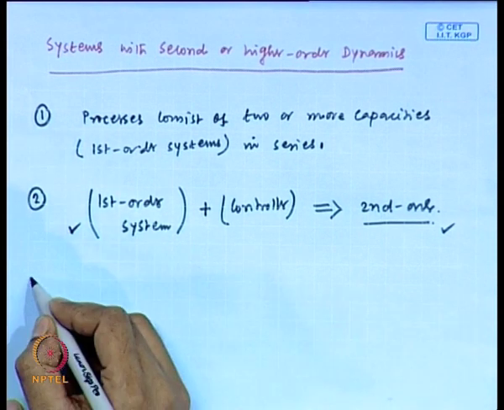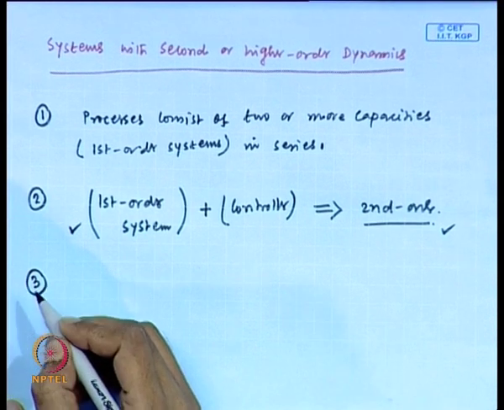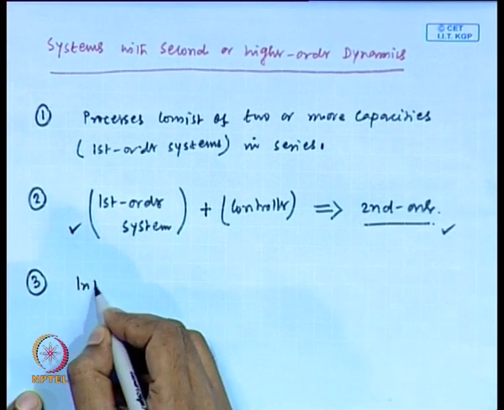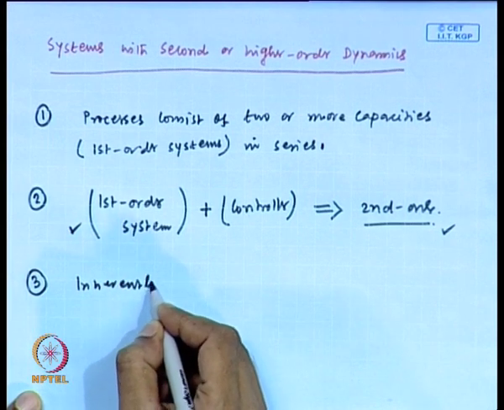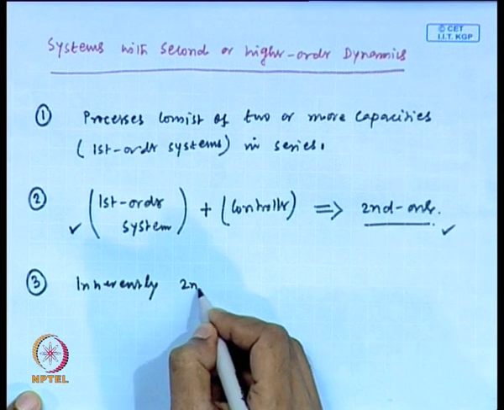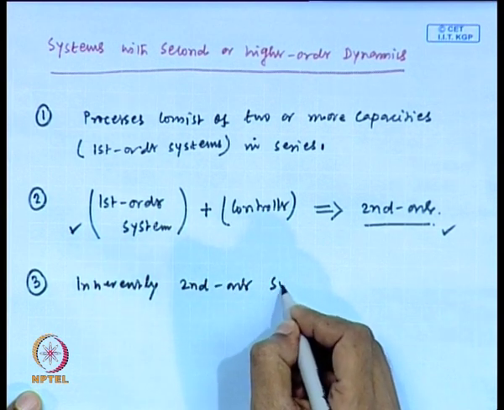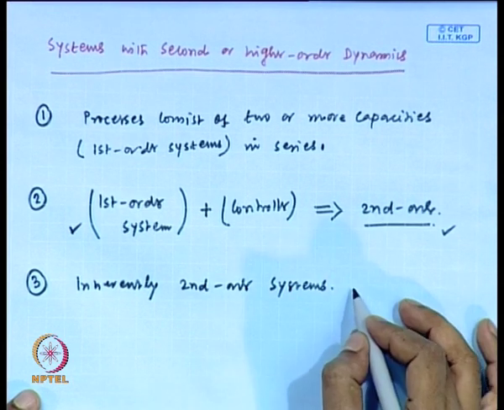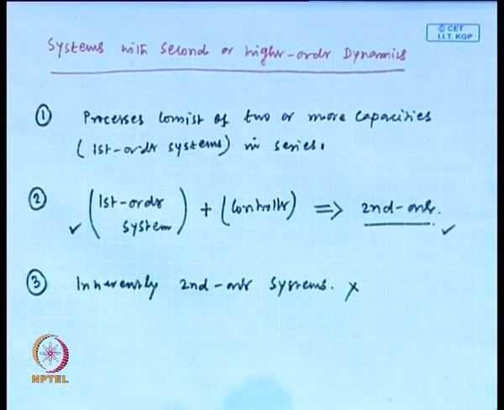Fine. Thirdly, few processes are inherently higher order. Few processes are inherently second order systems, but this is very rare in chemical engineering. Fine. And we will not discuss this third option. We will discuss only first and second options. Fine.